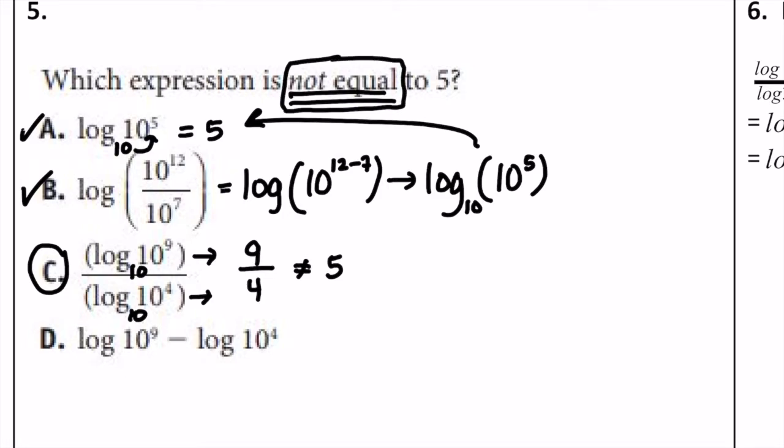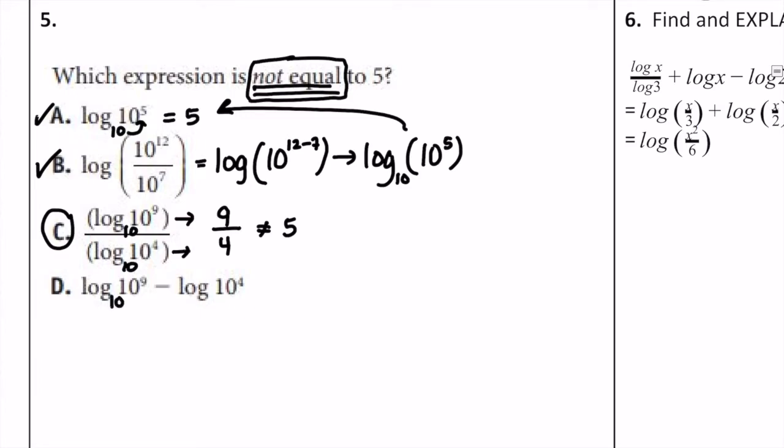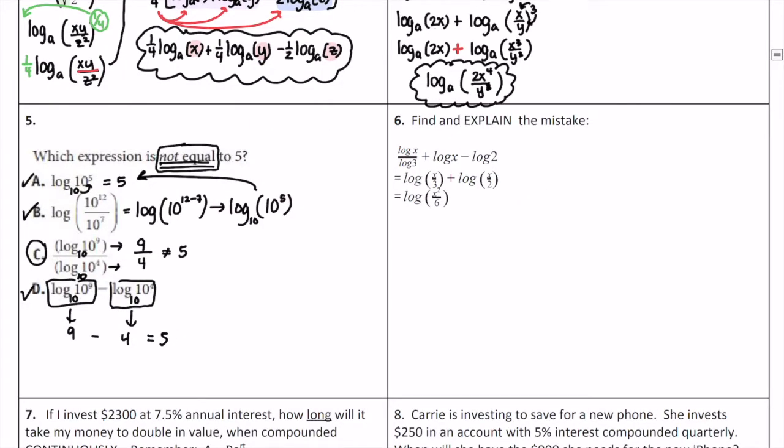You can continue on to do the last one, but this here is equal to 9, and this here is equal to 4. 9 minus 4 is equal to 5, so this is also correct. I mean, that's also equal to 5, but it's not correct for the question because it's asking what's not equal.